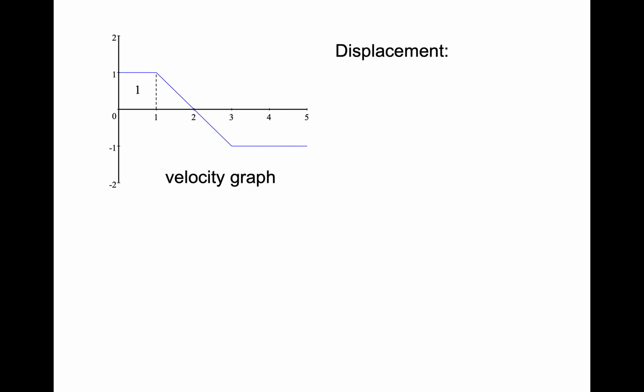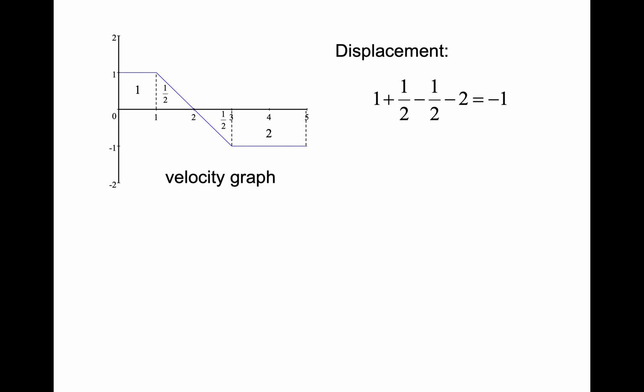So we have an area of 1. We have an area of 1/2. This would be an area of 1/2. And here we have an area of 2. So if you want displacement, remember that's when it matters if it's positive or negative. So we have 1 plus 1/2, then minus 1/2, minus 2. So our net displacement would be -1.